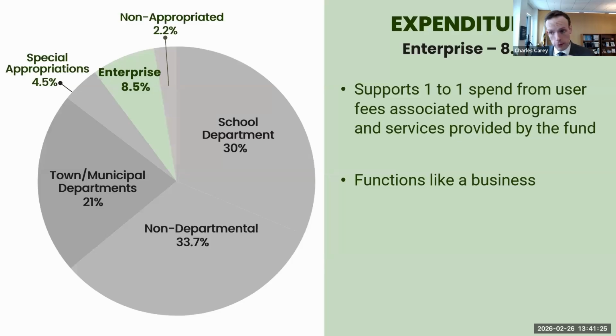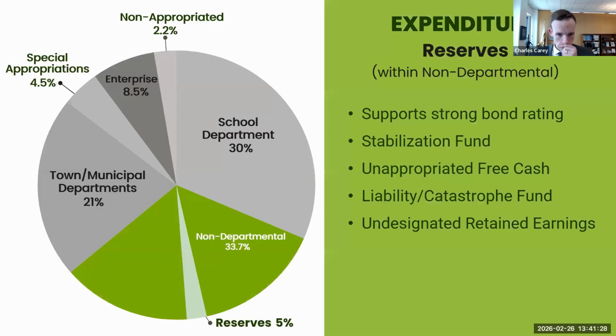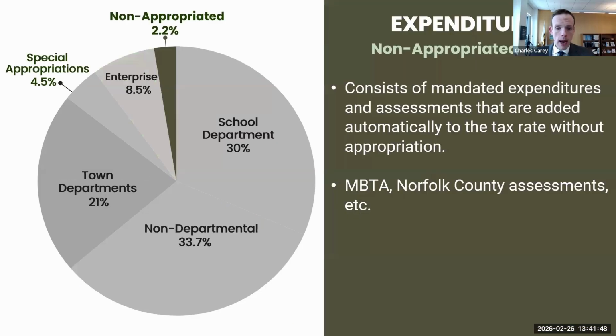Enterprise funds, we talked a bit about this, right? It's 1-to-1. And then reserves, those are within the non-departmental. They support the strong bond rating, the stabilization fund, the liability fund. We leave some of our free cash unappropriated so that we have a base to begin the next year's free cash. Again, this is one of those sound fiscal practices that the state recommends. And then non-appropriated. So there are some mandated expenditures and assessments that are added automatically that we don't get to appropriate or not. For example, we are served by the T, and the T every year sends us a bill for our share of the services, and we pay that.